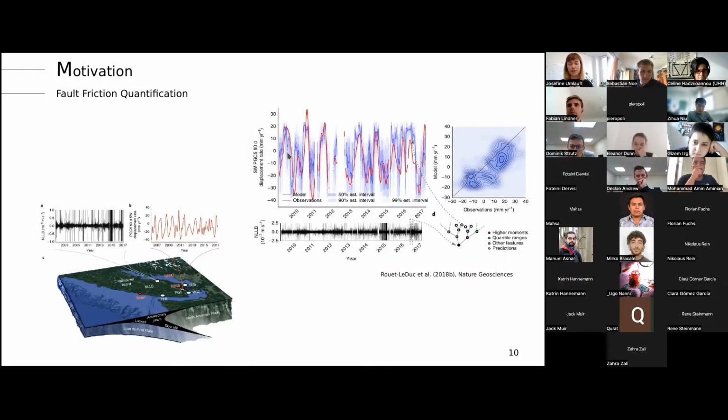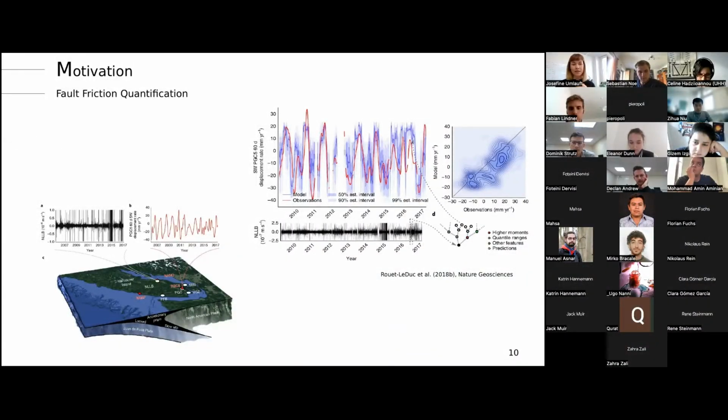Applying that gradient tree boosting model, they also got a very nice fit of model and data with a correlation coefficient of about 0.7. That was actually groundbreaking, because it was never possible before to actually access the friction itself at the tectonic fault and then even to quantify it.